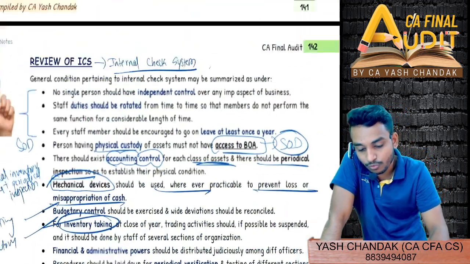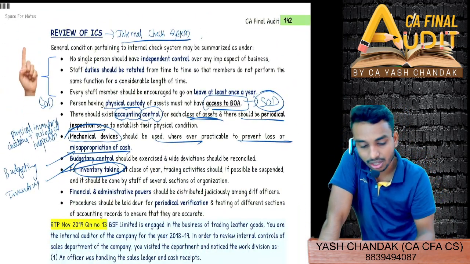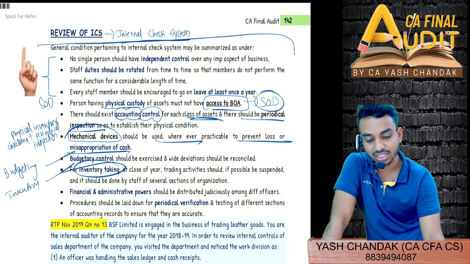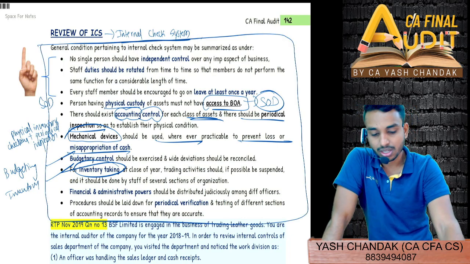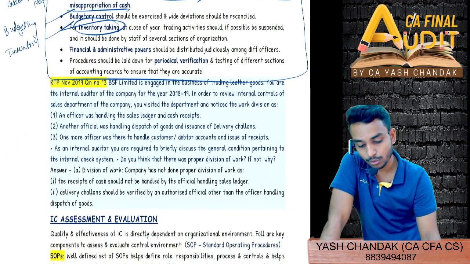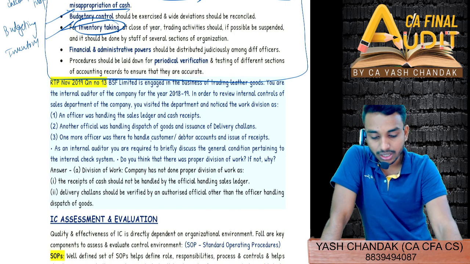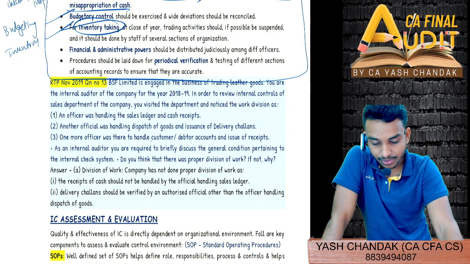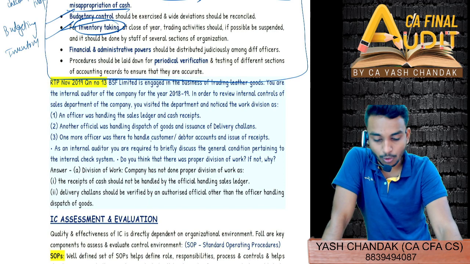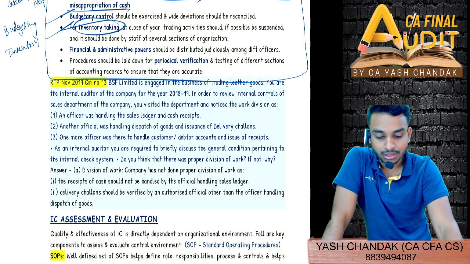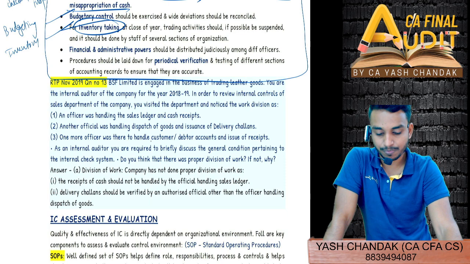So overall, you have to give this answer. You'll have to write these general conditions pertaining to internal check system, and then accordingly conclude that in the division of work, the company has not done proper division of work. The receipts of cash should not be handled by the official handling sales ledger. Delivery challan should be verified by an authorized official other than the officer handling dispatch of goods. And the officer who is handling the debtors accounts should not issue the receipts. That also will come.